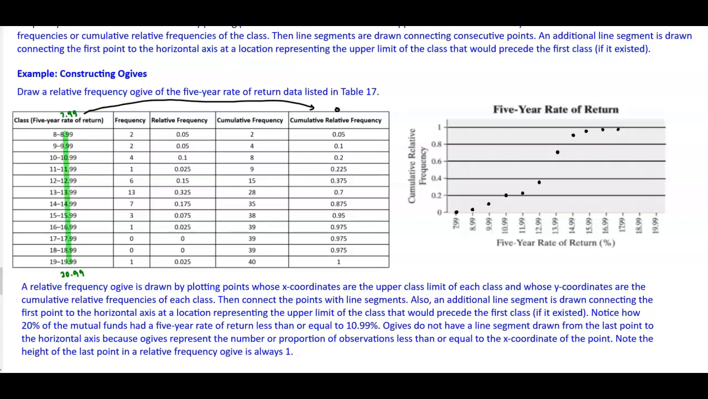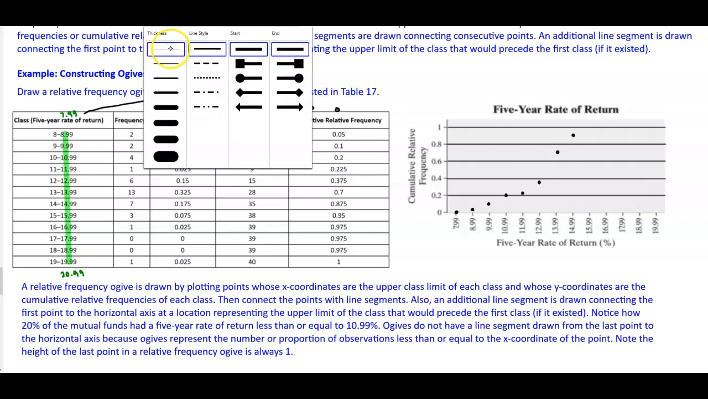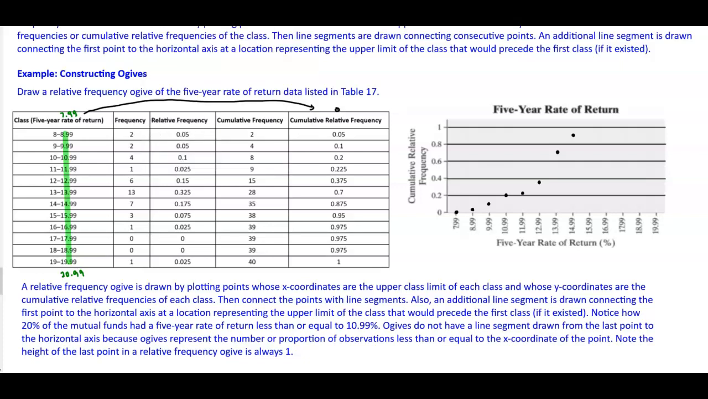Let me make sure that this is where it needs to be. So again, for 15.99, we have 0.95. For 16.99, 17.99 and 18.99, we have 0.975. And then for 19.99, we have 1. Connecting the dots is going to give us our graph.